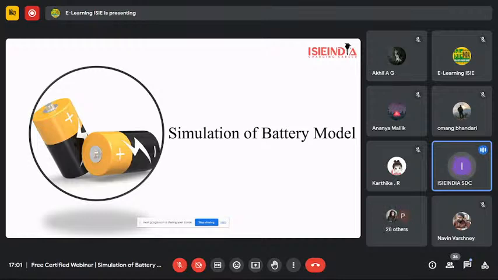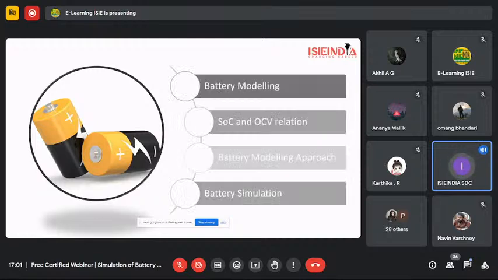So today's agenda for this session will be about battery modeling. How battery modeling is done, and what the different approaches are. I will be talking about the basics: in battery modeling, we convert the battery into an equivalent circuit. What are the different components present in the equivalent circuit of the battery, and what are their uses. And after that, we'll be talking about the SOC and OCV relation.